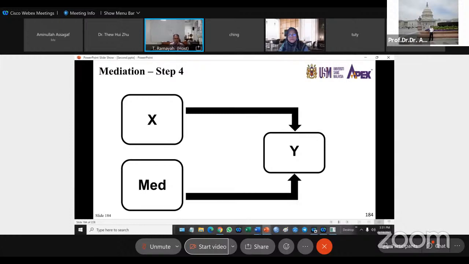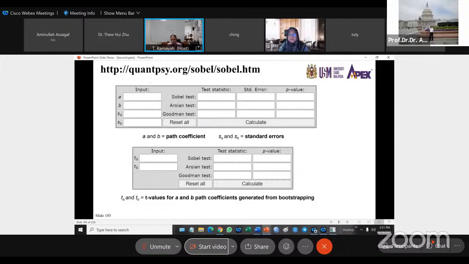What is the solution? For a while, we were using the Sobel test, which is online. This is also no longer acceptable because when we do the Sobel test, we are assuming the indirect effect is normally distributed. I wrote one paper in 2011 using this calculator and got published in an ISI journal. But when I went to a workshop in Hamburg, they told me that this is actually not acceptable. So I stopped using this online calculator. So what is the current method? This is the current method.